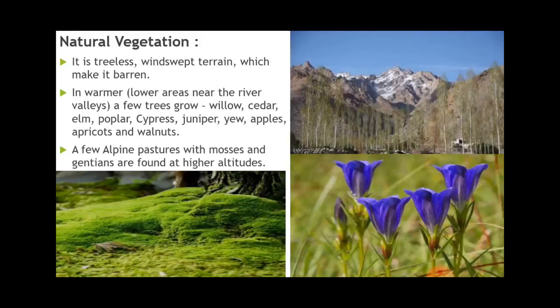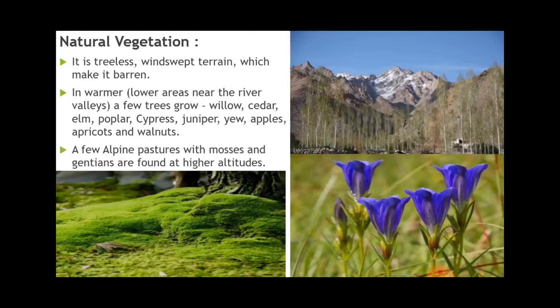So Ladakh is a treeless, windswept terrain. Windswept terrain means the cold wind blows over there, and because of that the whole of Ladakh is barren and treeless. But in warmer areas near the river valleys, a few trees grow like willows, cedar, elm, poplar, cypress, juniper, yew, apples, apricot, walnut. These are in the warmer areas near the valleys, also at the lower altitudes of Ladakh. They grow in the summer season, not in the winter season.